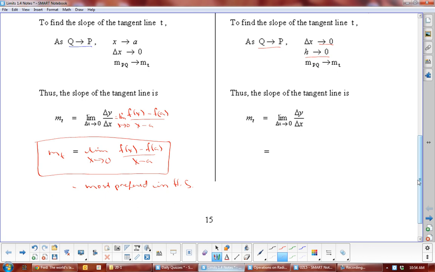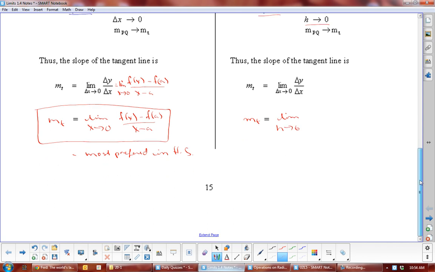Okay, so the formula is, mt, the limit as h approaches 0, is f of x plus h minus f of x all over h. You can use a or x, doesn't matter. This form is preferred in university. In fact, you probably will not see the other form, and textbooks do not really use the other form either.